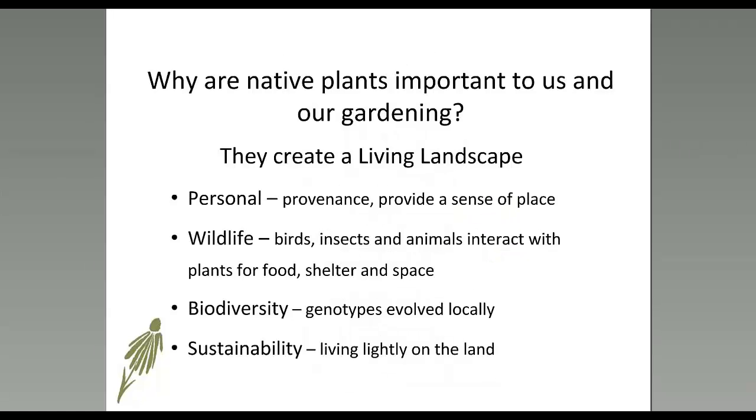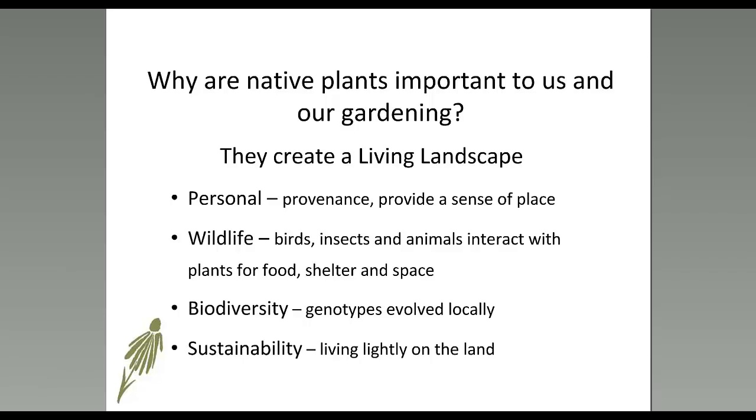But there are other things that are important to gardeners using native plants, and those are the things that are more personally involved with our own well-being. For example, provenance. Since native plants were the first, they're the origin of all other plants, it gives us a sense of place. It provides us that knowledge of provenance, the origin of from where we came and from where the plants came, where all wildlife came.